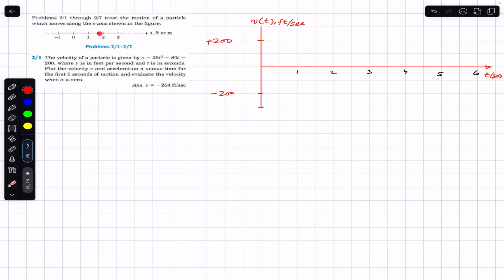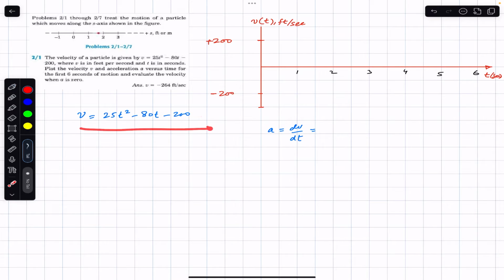Now the particle is moving along a straight line, and the velocity is given as a function of time. So we are given that the velocity is equal to 25t² minus 80t minus 200. We are asked to plot the velocity and acceleration as a function of time. To find the acceleration equation, we always know that the acceleration is dv by dt. So we have to take the derivative of the velocity equation with respect to time.